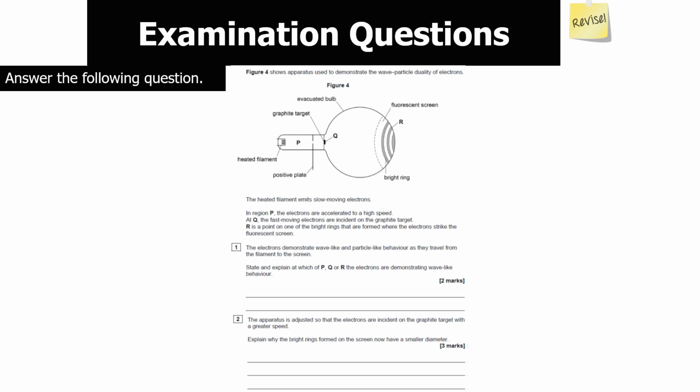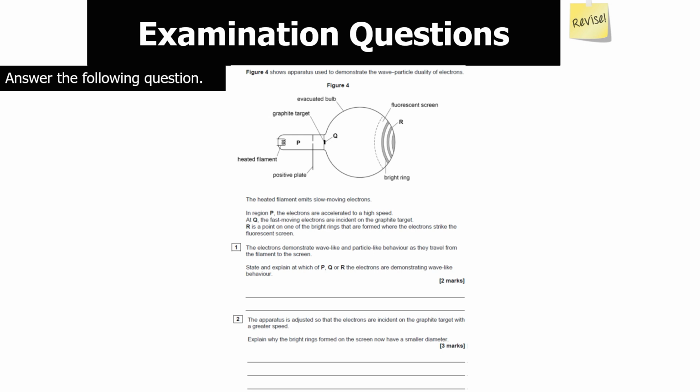The next question says, Figure 4 shows apparatus used to demonstrate the wave-particle duality of electrons. The heated filament emits slow-moving electrons. In region P, the electrons are accelerated to a high speed. At Q, the fast-moving electrons are incident on the graphite target. R is a point on one of the bright rings that are formed where the electrons strike the fluorescent screen. The electrons demonstrate wave-like and particle-like behavior as they travel from the filament to the screen. State and explain in which of P, Q, or R the electrons are demonstrating wave-like behavior.